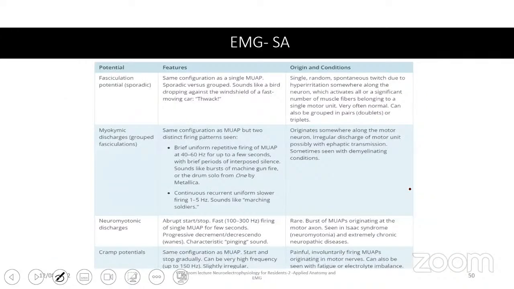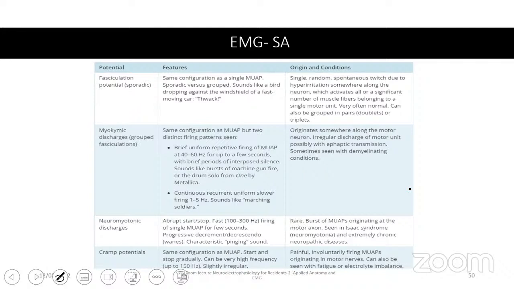And you can see fasciculation potentials, which are sporadic. You can see myokymic discharges. These are grouped fasciculations, neuromyotonic discharges, and cramp potentials. These are various things you are going to see in the spontaneous activity. And let us learn about fasciculation potential. It has the same configuration as a MUAP. Sporadic versus grouped sounds like a bird dropping against the windshield of a fast-moving car. Quack.